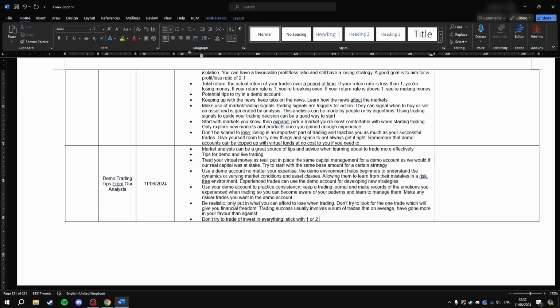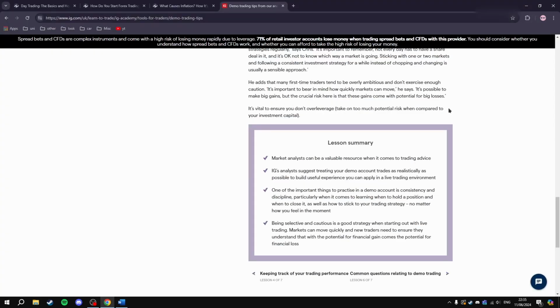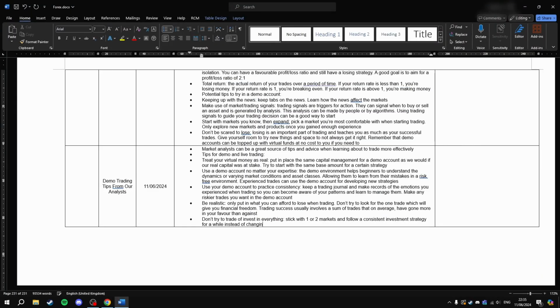So stick with one or two markets and follow a consistent investment strategy for a while instead of changing every so often. It is a sensible approach.